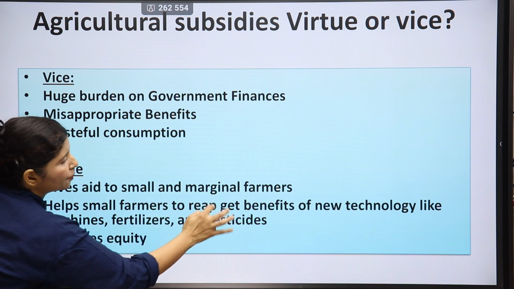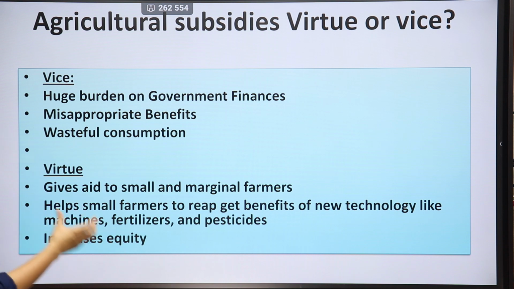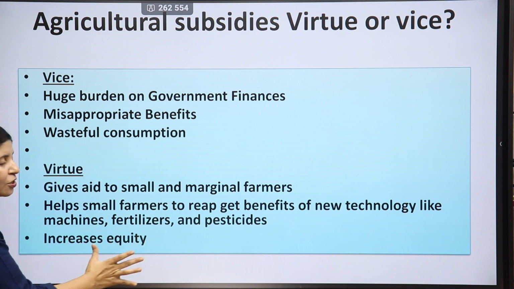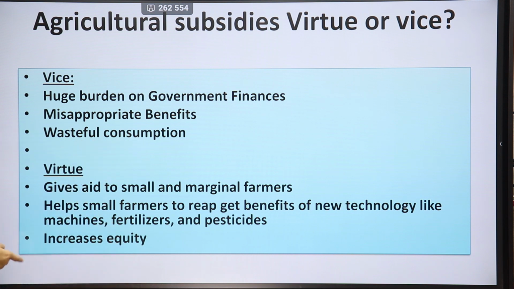Helps small farmers to reap the benefits of new technology like machines, fertilizers and pesticides. Reap or get is the same thing, okay? So they can invest in fertilizers, machines and pesticides, and in modern technology. So they can benefit from that. Increases equity. See, small farmers do not have enough finance, and when subsidies are given to them, it promotes equity. They are brought at par with other farmers who have enough resources.